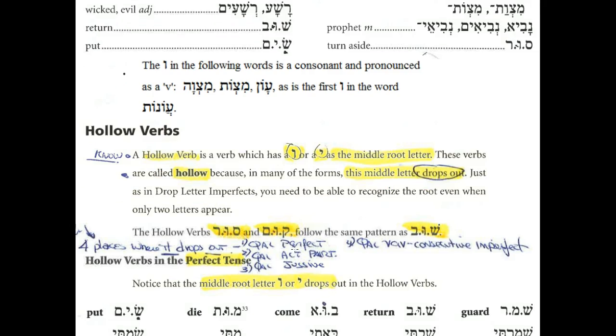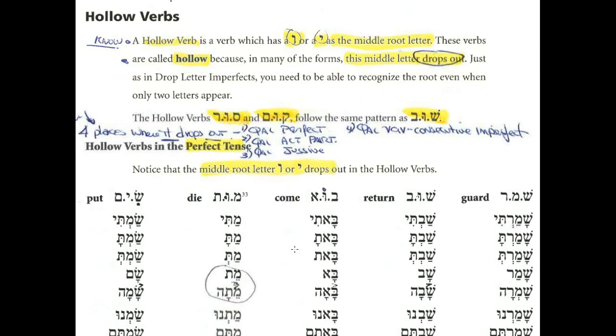You want to be aware that these vavs are consonantal. Okay, moving on to the lesson proper, hollow verbs. A hollow verb is a verb which has a vav or a yod as the middle root letter. Now, you ought to note that vav and yod are vowel letters. They are not consonants. And because they are vowel letters, they can drop out. And that's how the verbs get their name, hollow verbs. This middle vowel letter will drop out.